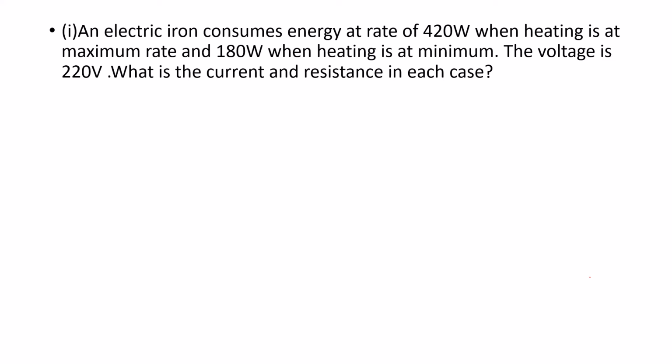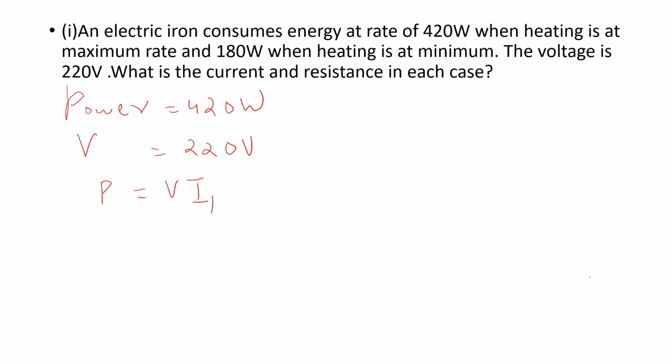An electric iron consumes energy at a rate of 420 watt when heating is at maximum rate, and 180 watt when heating is at minimum. The voltage is 220 volt. What is the current and resistance in each case? So here we are given the value of power. So power is equal to 420 watt, and the voltage is given, that is 220 volt. So to find out the current and resistance, we can make use of the formula P equal to VI.